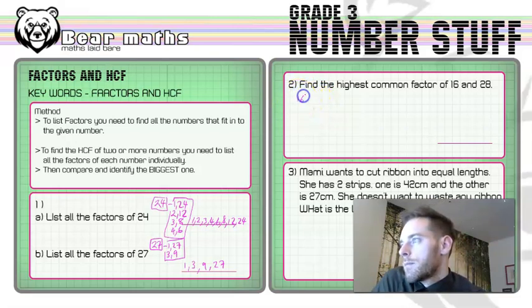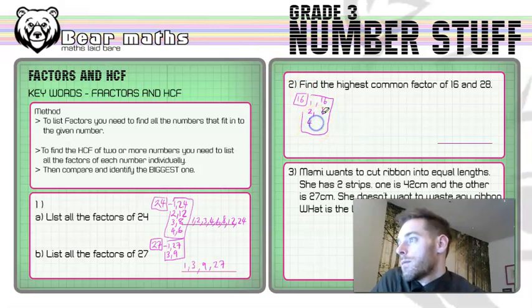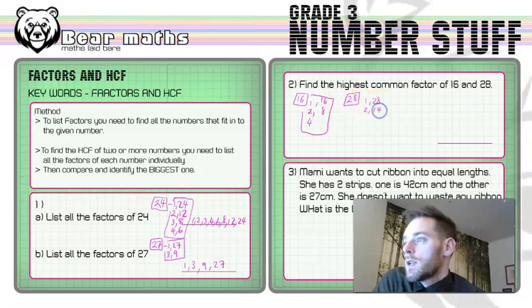So we've got 16. So 1 and 16, 2 and 8, 3 doesn't fit in, 4 multiplies by 4. I'm not going to write 4 twice, because 4 is the same number as 4. Alright, and then I've got 28 to do. So 28 is 1 and 28, 2, and if we half 28 we get 14. And then 3 does not fit in. 4 does. 4 goes in 7 times. And then 5 doesn't, and 6 doesn't, and 7 does.